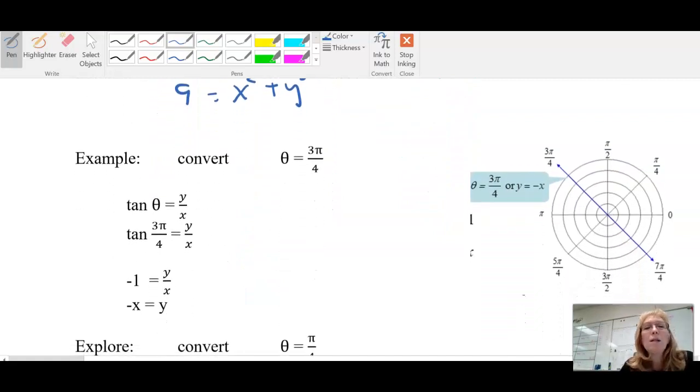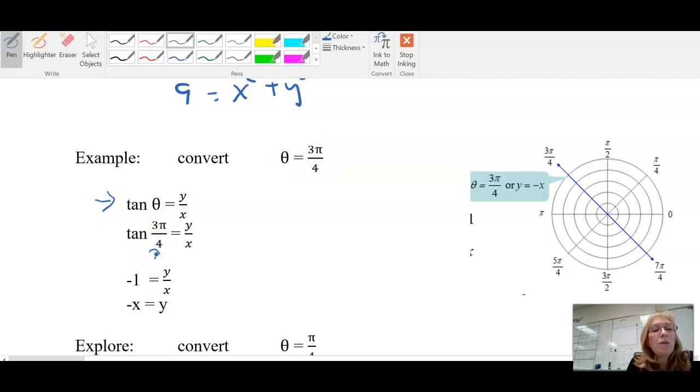All right, not quite as easy here. We have theta equals 3 pi over 4. Now this is a line, so I should somehow turn out with a line. I know the tangent of theta is equal to y over x. It's the only place we can start. It's the only thing that has theta in it. So now we plug theta into tangent.